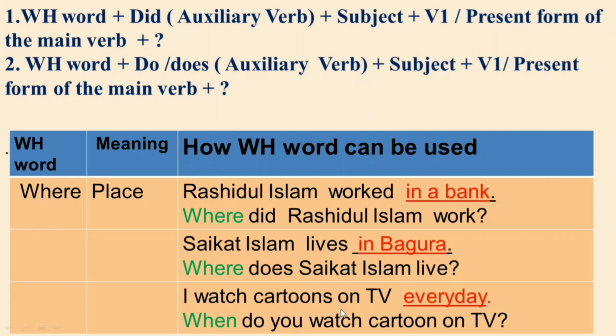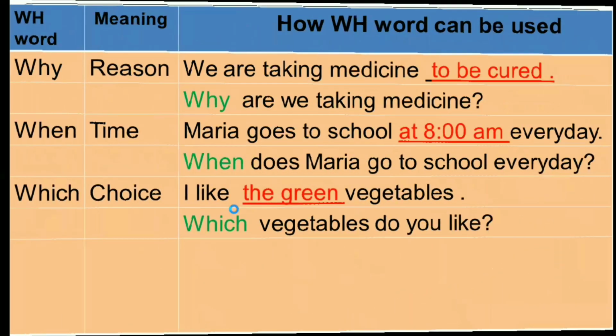Third one, I watch cartoons on TV every day. So here, underlined word, every day. It indicates the time. So write WH word when. Then you have to find out, is there an auxiliary verb? No auxiliary verb. So you have to take do, does or did. As the verb is in the present form and no s or es is added with the verb, that's why you have to take do. So when do, then instead of I, you have to take you. So write when do you, then the main verb of the sentence, watch, then the rest of the words, cartoons on TV, and question mark. When do you watch cartoons on TV?